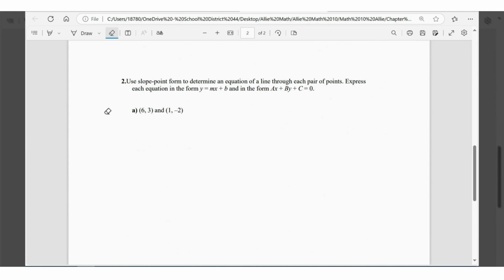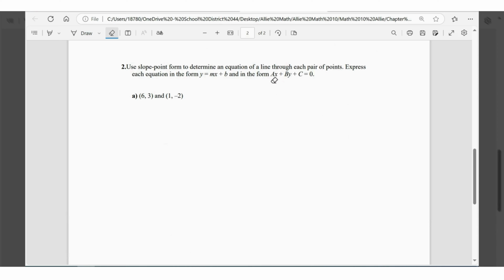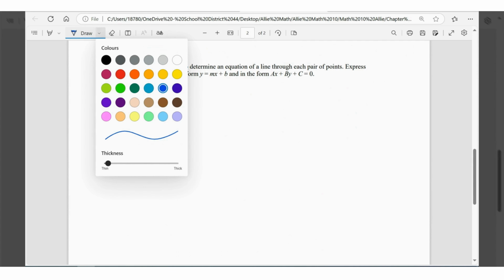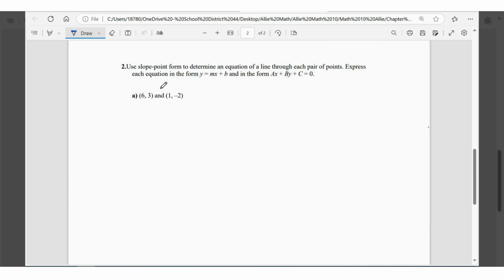2, use slope point form to determine an equation of a line through each pair of points. Express each equation in the form y equals mx plus b. That's our slope intercept form. And the form ax plus by plus c. That's our general form. So we have 2 points, and we can use that. Now we're really kind of putting it all together. We can use our tools that we have.